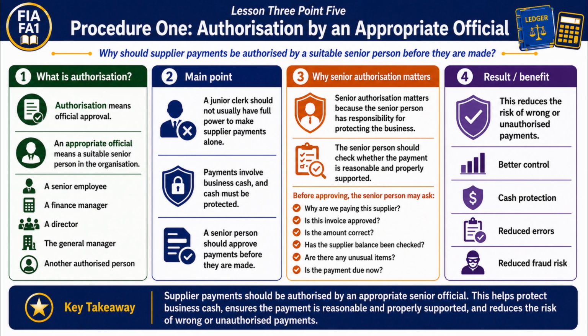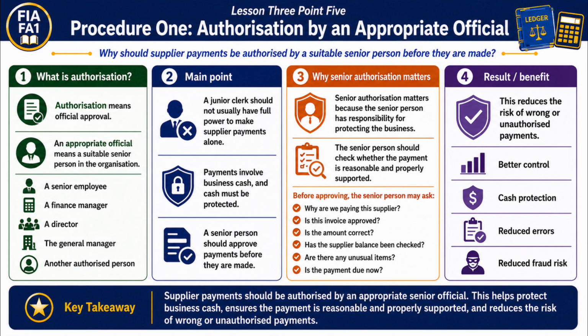Procedure 1. Authorization by an appropriate official. The first important procedure is authorization of payments by an appropriate official. Authorization means official approval. An appropriate official means a suitable senior person in the organization. This person may be a senior employee, a finance manager, a director, the general manager, another authorized person. The main point is, a junior clerk should not usually have full power to make supplier payments alone. Why? Because payments involve business cash, and cash must be protected. A senior person should approve payments before they are made.